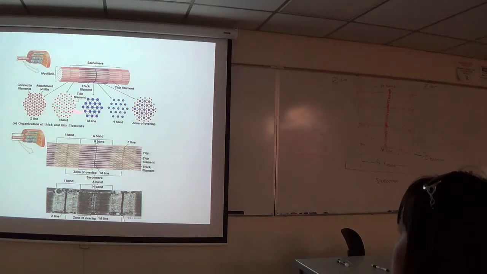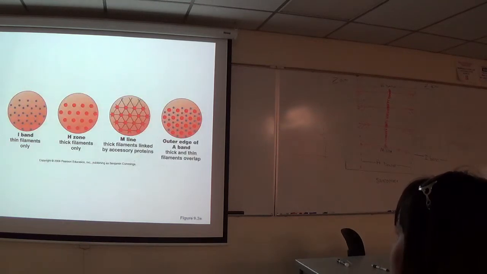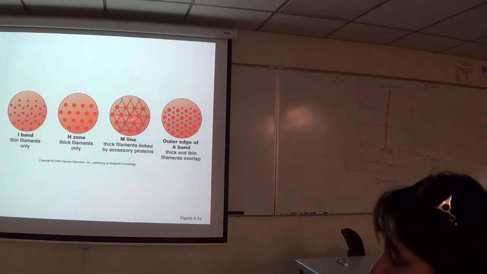So we have these proteins in cross section. This is a little bit small, so I'm going to go back to this image here. If we cut through the M line, the red circles are the myosin, and these little black lines connecting them are the proteins linking the myosin together. So we're in the M line. Notice here we have myosin without any actin and without any structural proteins.